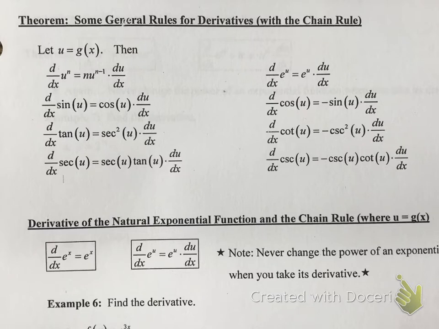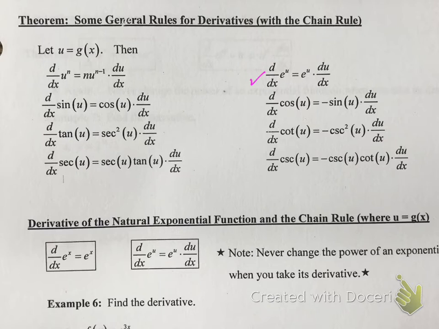All right, and this one, if I take the derivative of e to the u, I take the derivative of e to the u times the derivative of u. Okay, we haven't seen this one yet, so we're going to see this one soon. And then if I take the derivative of cosine of something complicated, it is negative sine u, and then I have to take the derivative of that inside function, so that's du dx.